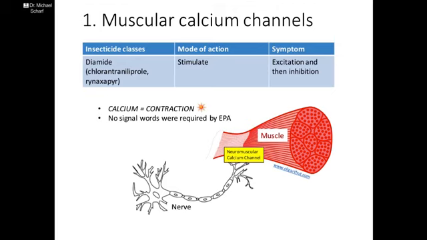And it's mediated by these calcium channels that, when they're stimulated by the nervous system, let calcium flow into the muscle, and that causes it to contract. And so what the diamides do is they stimulate the neuromuscular calcium channels, which causes the muscles to contract, which initially, in the initial phases, looks like excitation.